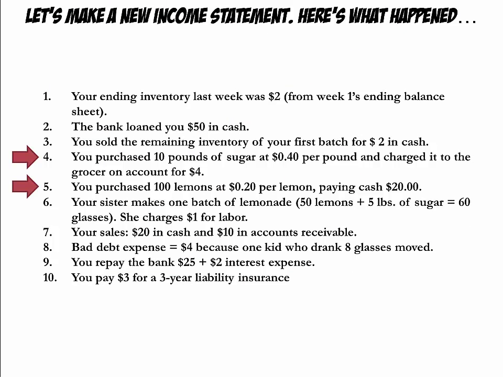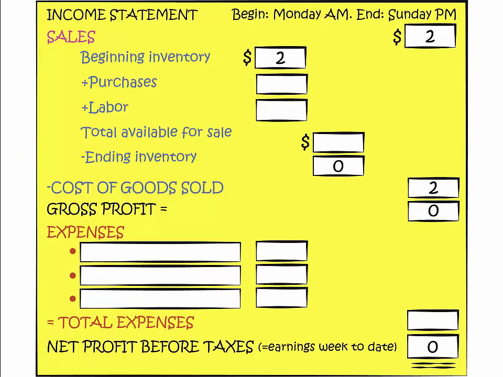You then went to the store and bought 10 pounds of sugar for $4 on account and 100 lemons for $20 in cash. How does the purchase of sugar for $4 on account and lemons for $20 in cash affect the income statement? Pause the video and try to decide which changes you should make to the income statement.